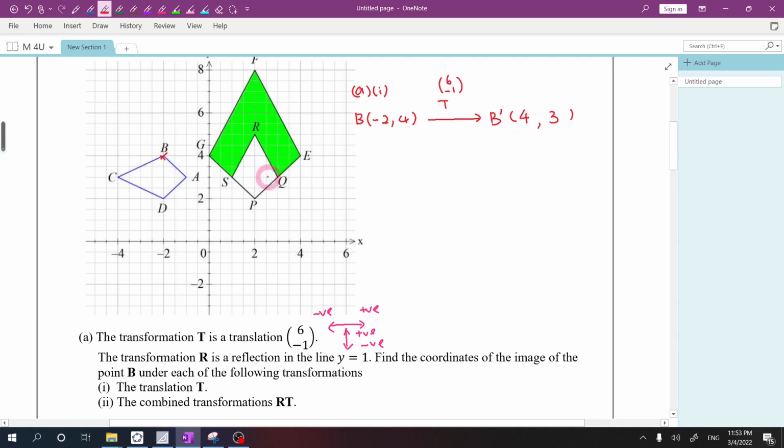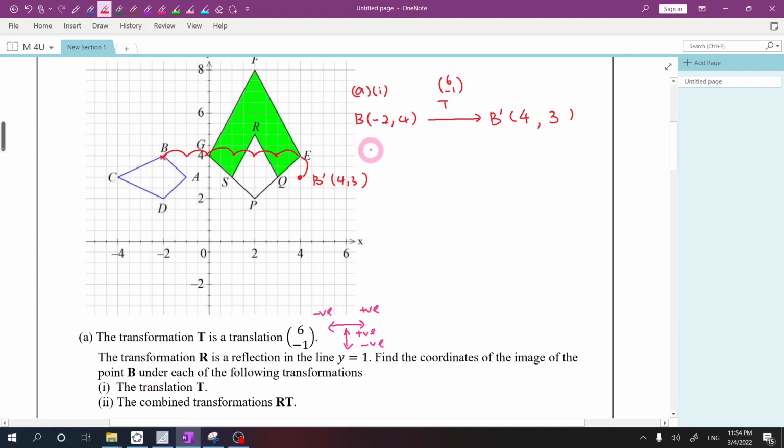If you don't want to do it this way, you can calculate using your diagram. But you need to be more careful because a small grid given here represents only 0.5 units. So when you want to count 6 units, you need to be more careful. This is 1 unit, 2, 3, 4, 5, 6. Okay, 6 units to your right and 1 unit down. So this is B prime, which is (4, 3). Both will give you the same answer.